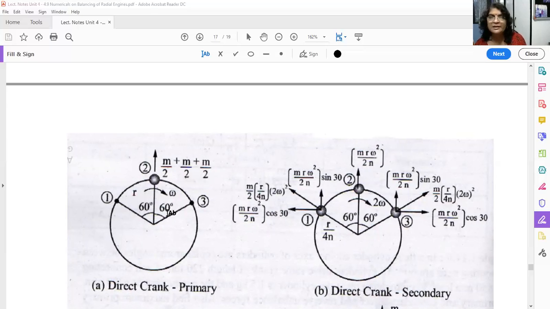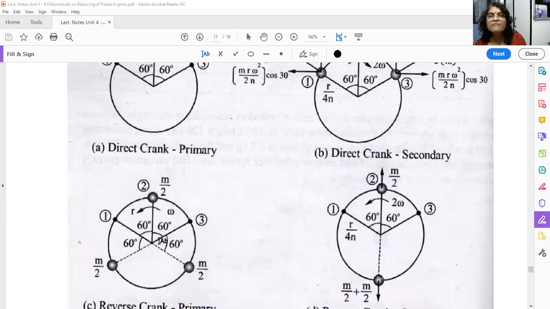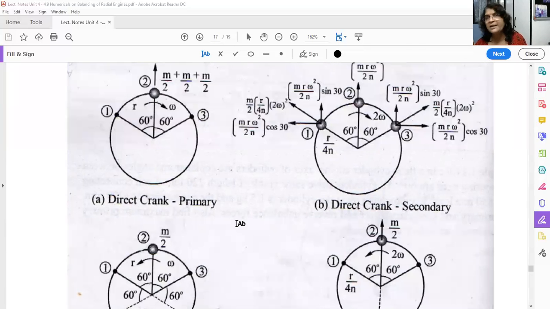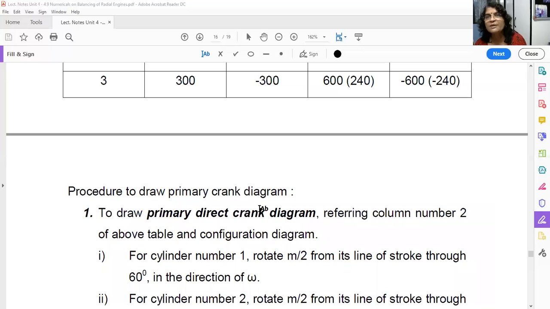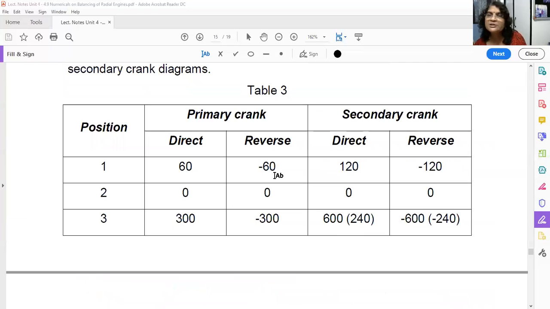Then draw the reverse primary crank diagram. What are the angles? Here you have to refer to column number 3. You have to rotate cylinder number 1 by minus 60, that is 60 degrees, this is 0 degrees, and this is 300 degrees, in the opposite direction of omega. So 60, 0, 300.